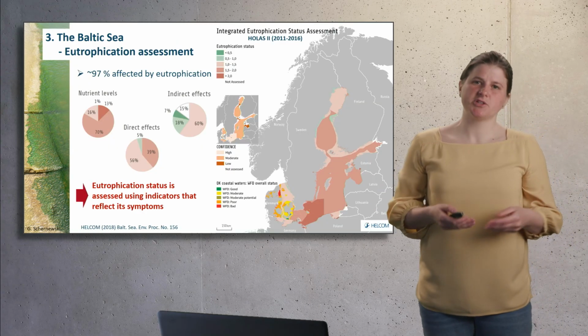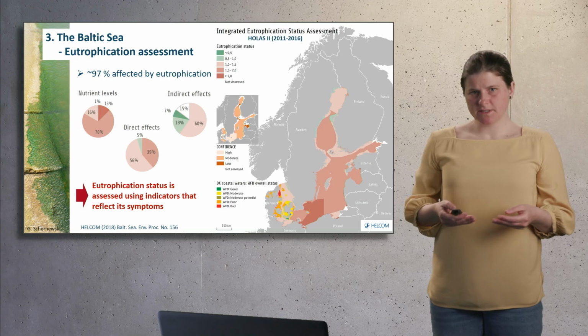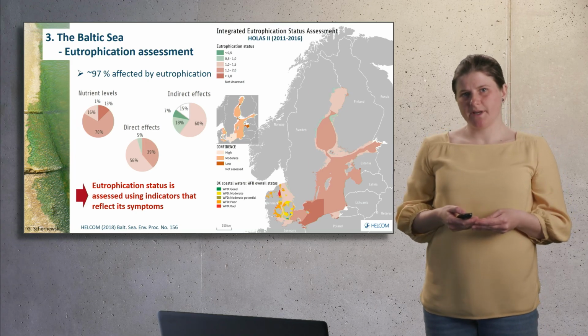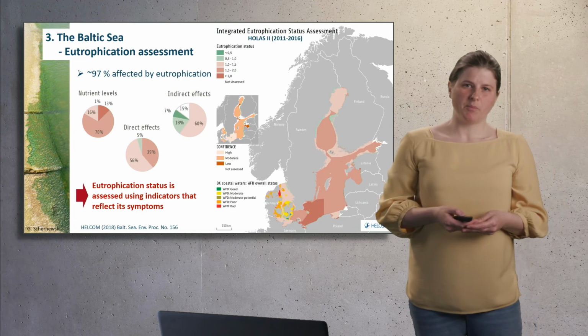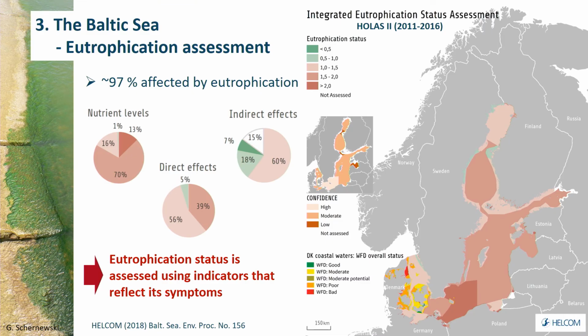Likewise, the eutrophication status is assessed by multiple indicators within 3 criteria which reflect the symptoms of eutrophication. The pie charts show the integrated results for the 3 criteria: nutrient levels, direct effects, and indirect effects. The map in turn shows the overall eutrophication assessment, integrating the 3 criteria.